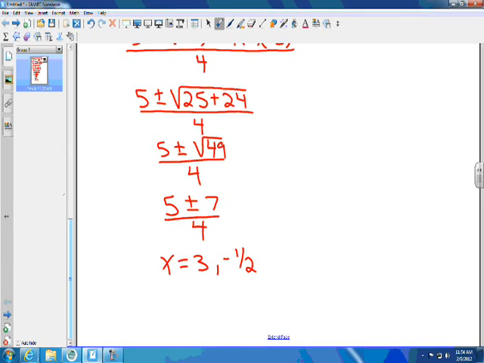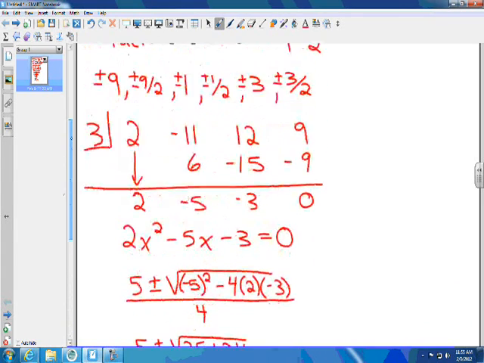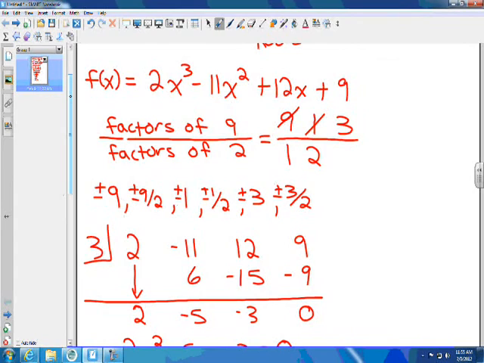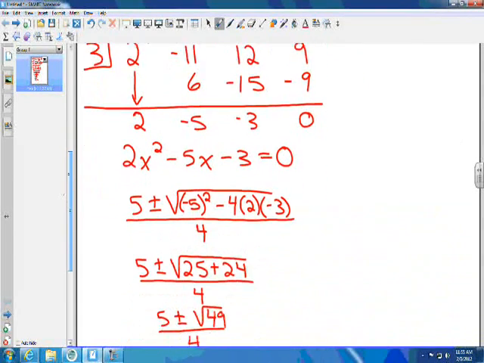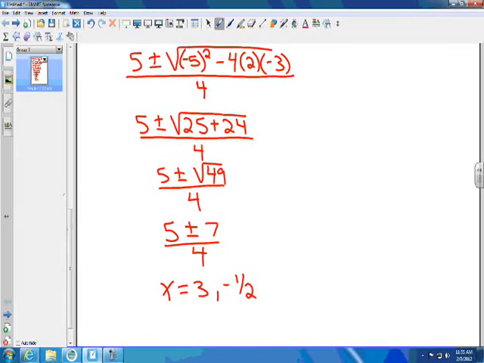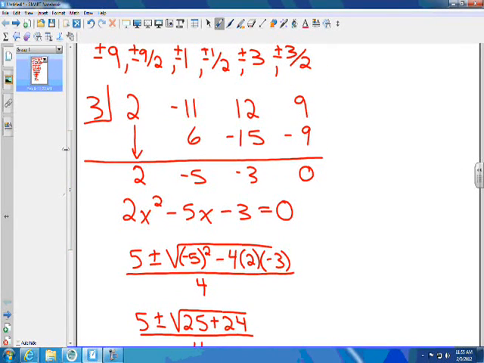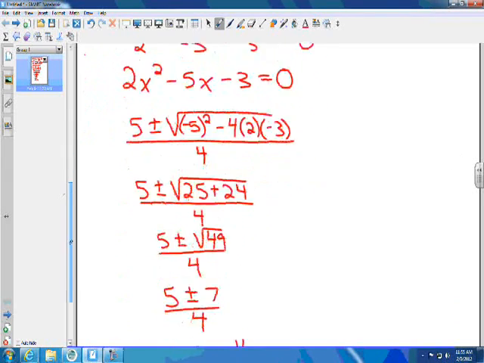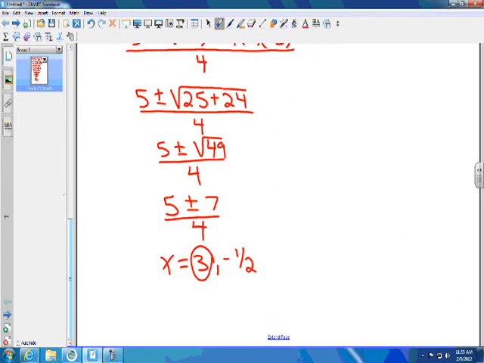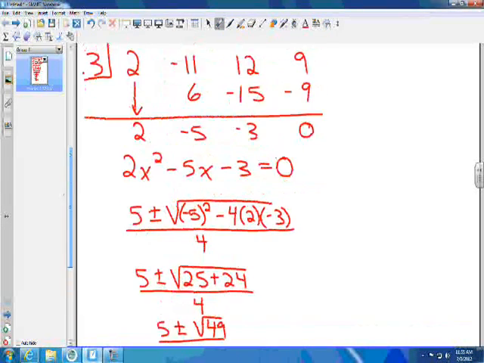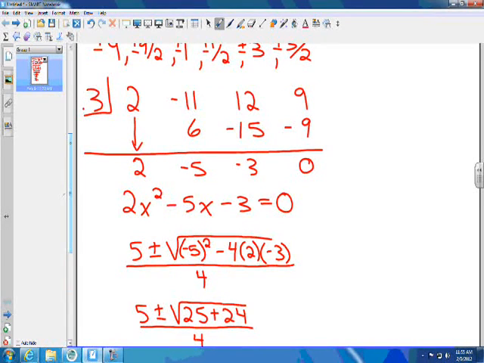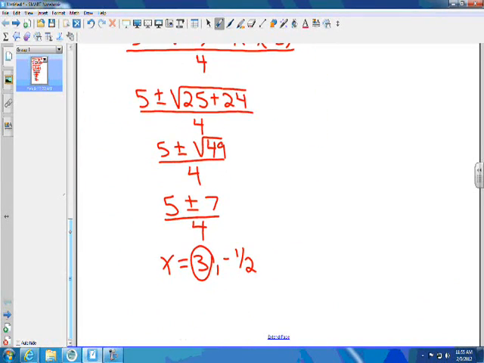So how many roots did we find here? 2. How many were we supposed to find total? 3. We started with a cubic, so we had to find 3. What's the other one? We've only got 2 down here. So what's that tell you about 3? It is a double root, so you would need to circle 3 there, because we found 3 twice. We found a 3 by doing the quadratic formula down here, and we also found a 3 up here when we did synthetic division. So 3 is a double root, and negative 1/2 is your other one.